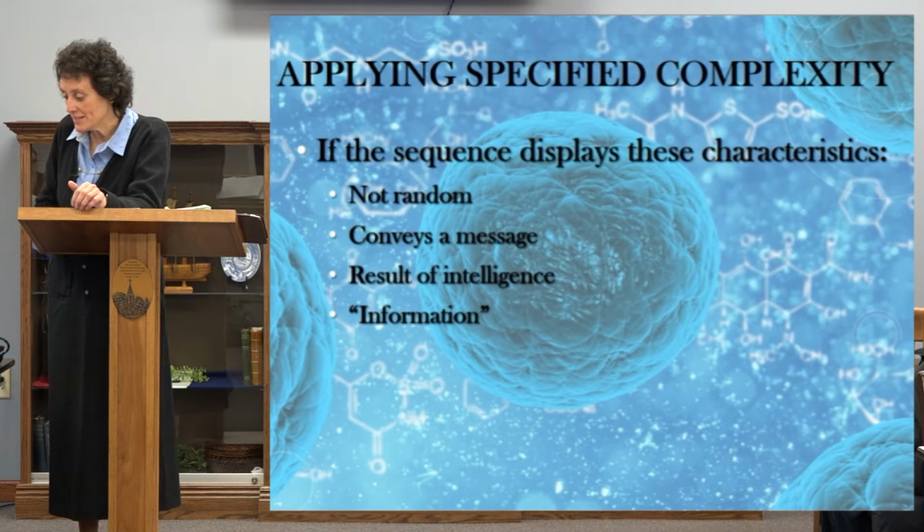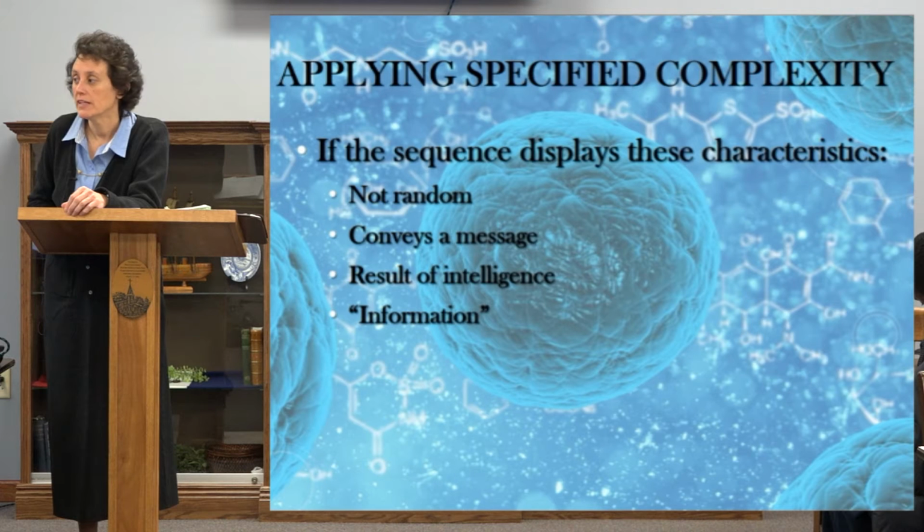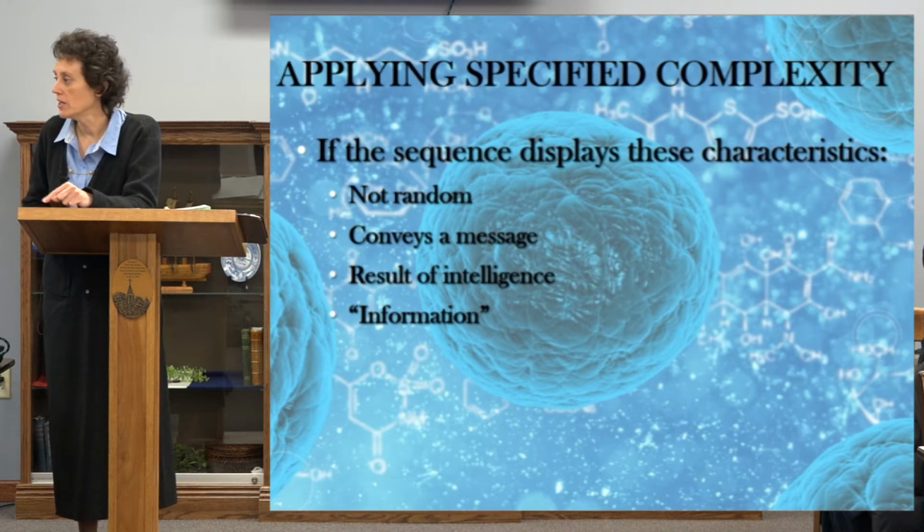Okay, so if a sequence displays specificity and complexity, we know it's not random. That makes it convey a message. That means it's the result of intelligence, and what do we call it? Information. So what we're going to do is apply, and what Stephen Meyer, especially, along with William Dembski, has done with specified complexity is apply it to information. And the question is, what is the origin of information?